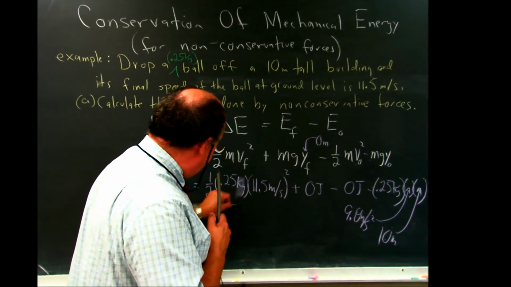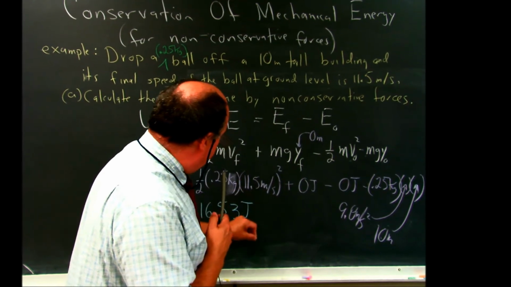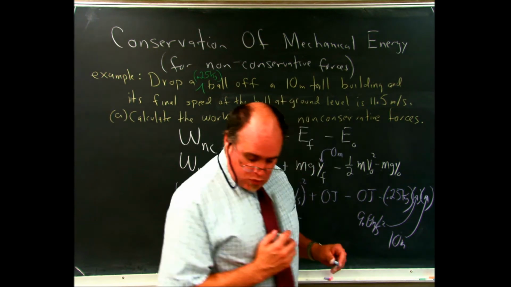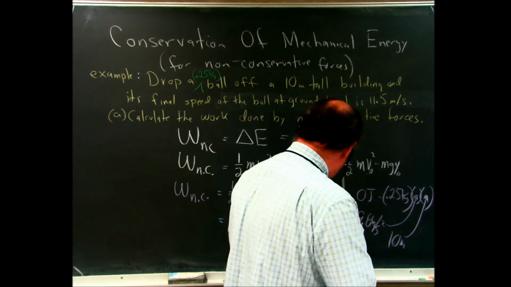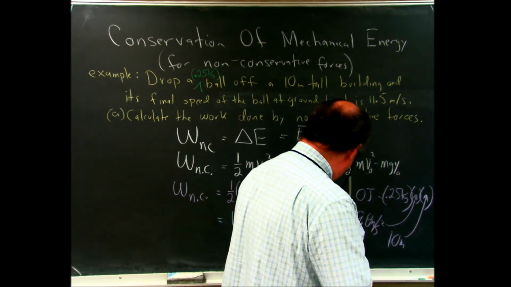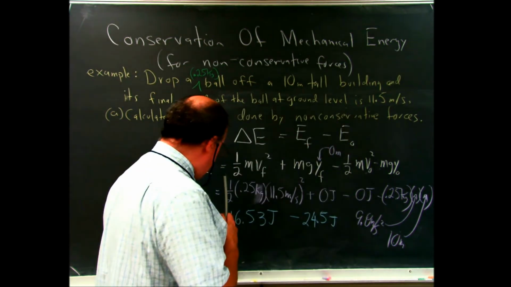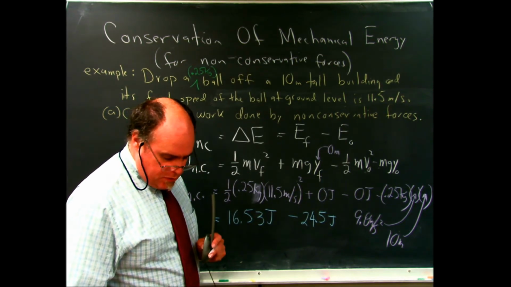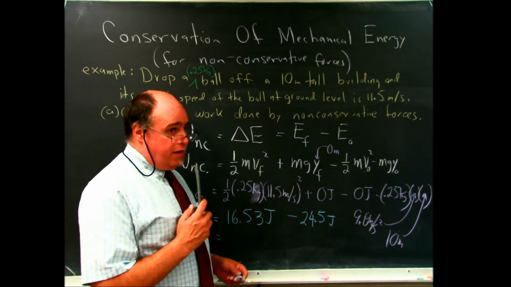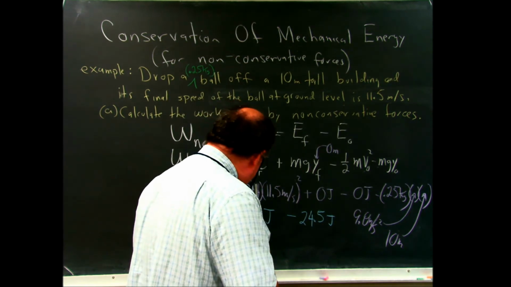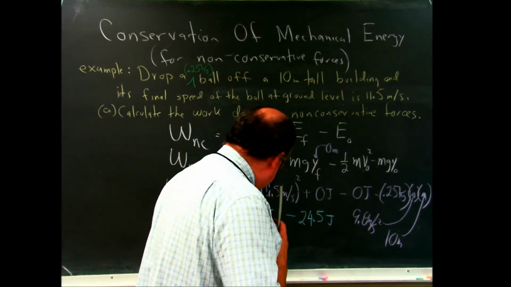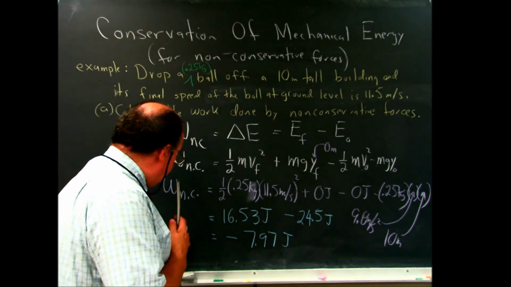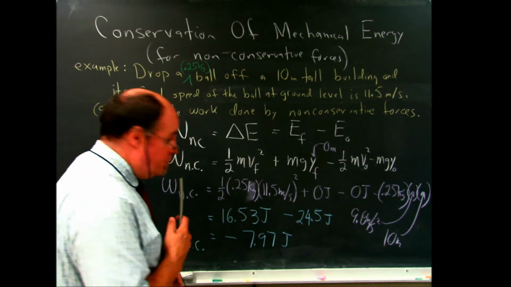This number comes out to be 16.53, and this becomes 24.5 joules. And when I do this, I get minus 7.97 joules. Okay, this is the work being done by the non-conservative force.